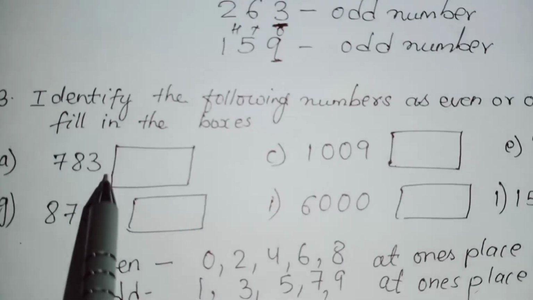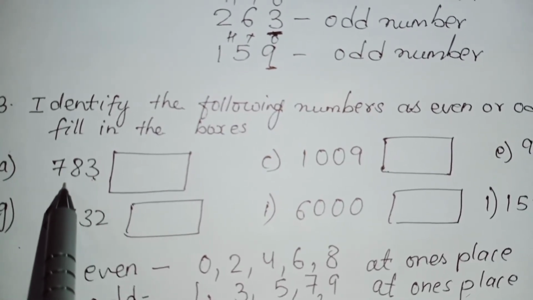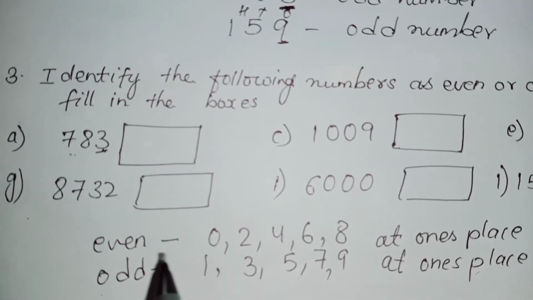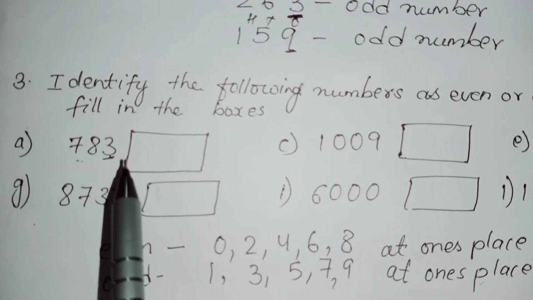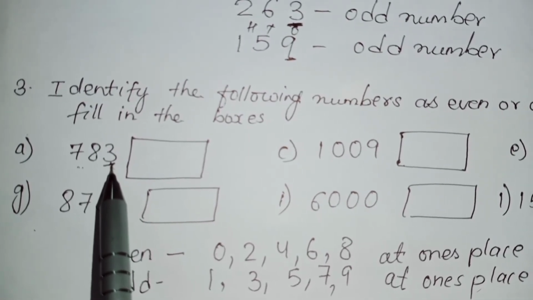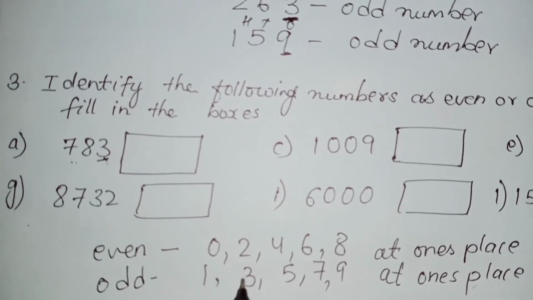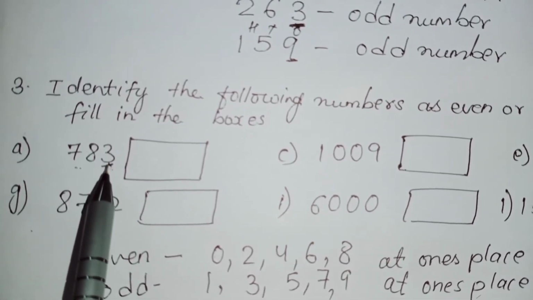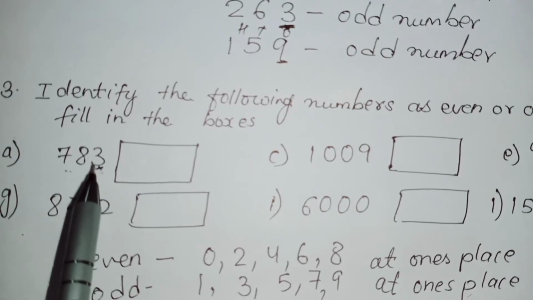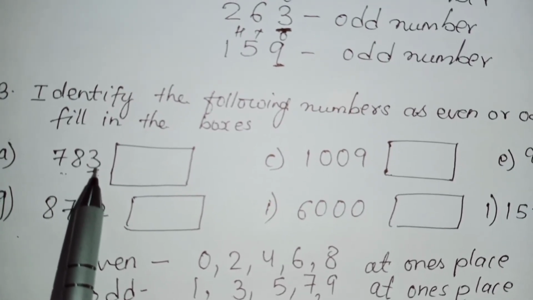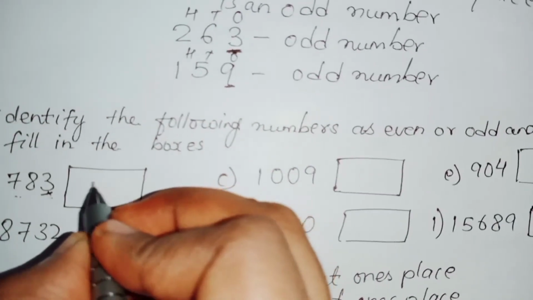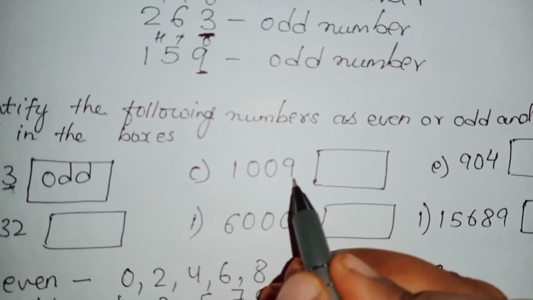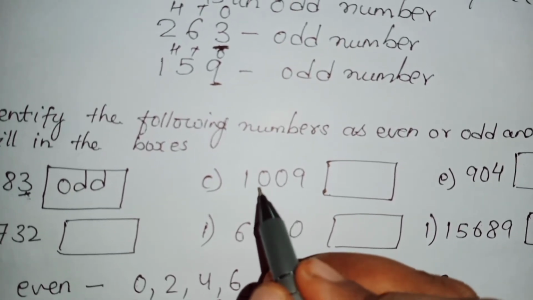So let's see. This one is the ones place, no? Ones, tens, hundreds. This one is 783. So at ones place, what is there? 3. In even numbers 3 is not there, that means this is not even. It is not divisible by 2. It doesn't come in the 2 table. In odd numbers it is there, no? So if 3 is there at ones place, this one is an odd number. So we will write here ODD, odd.